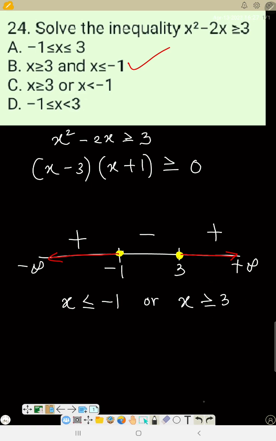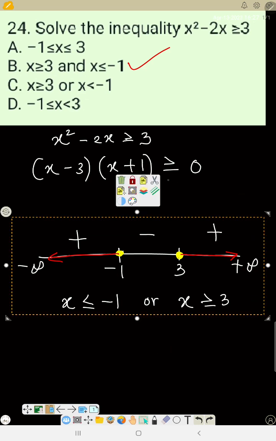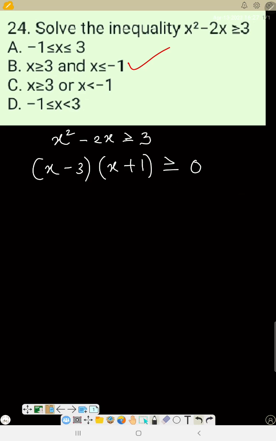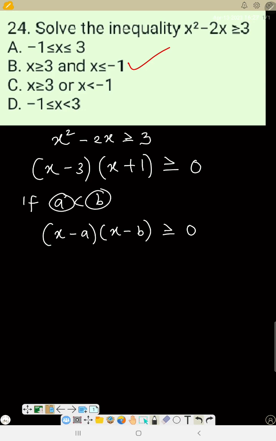So that's the answer. Now the short method that I said you can use without writing all this, I've already summarized the four cases you can have in these inequalities. If a is less than b, then (s minus a)(s minus b) is greater than or equal to 0. If you factorize an expression and you get this form, then know that a must be less than b.